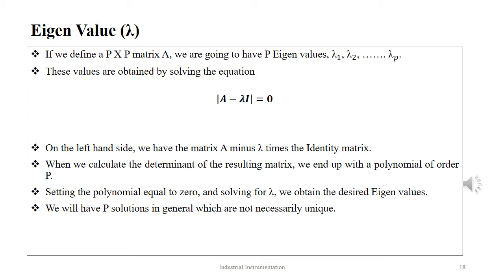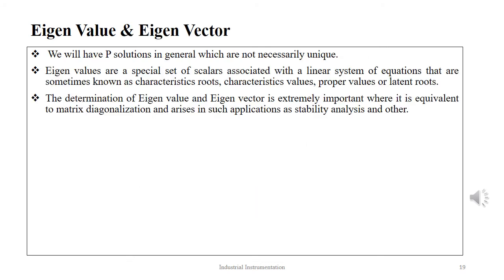When we calculate the determinant of the resulting matrix, we end up with a polynomial of order P. Setting the polynomial equal to 0 and solving for lambda, we obtain the desired eigenvalues. We will have P solutions in general which are not necessarily unique.